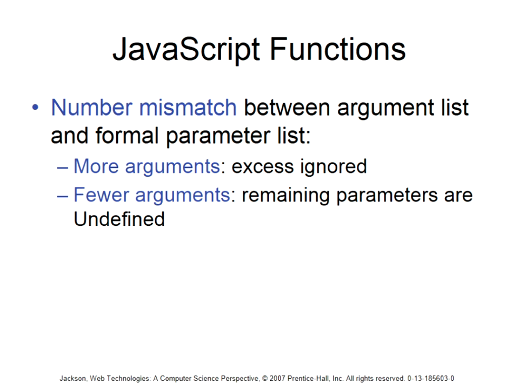Let's move now to the number mismatch between the argument list and the formal parameter list. If we have more arguments, the excess is ignored. If we have fewer arguments, the remaining parameters are undefined. Any questions? Is this point about arguments clear?